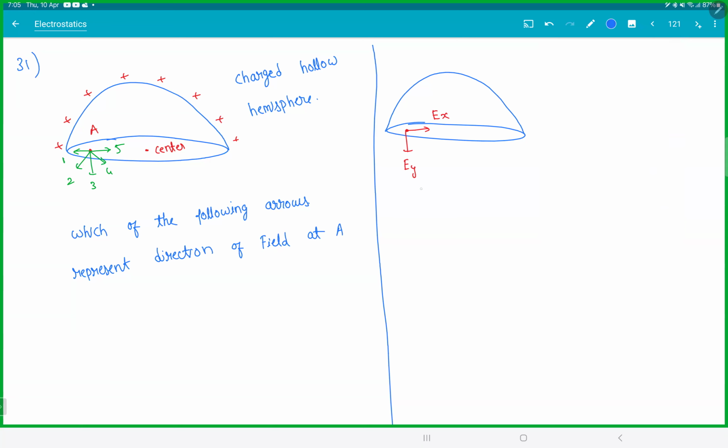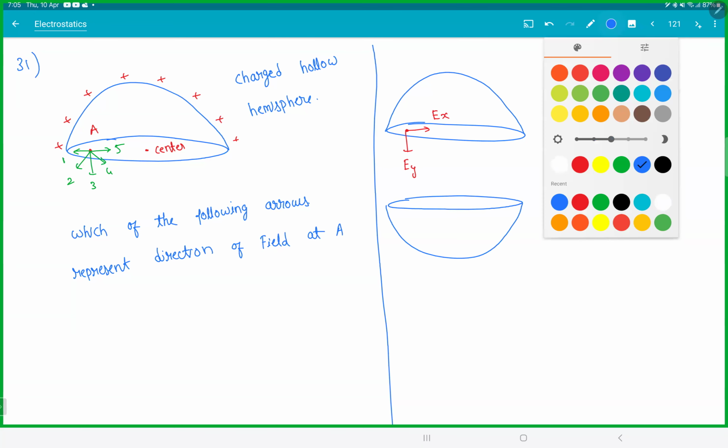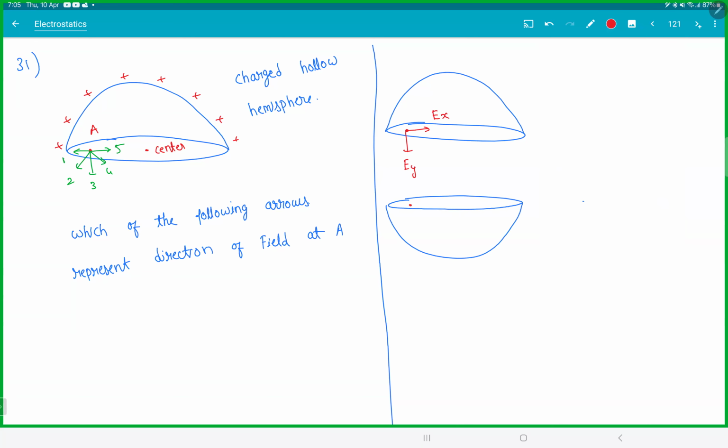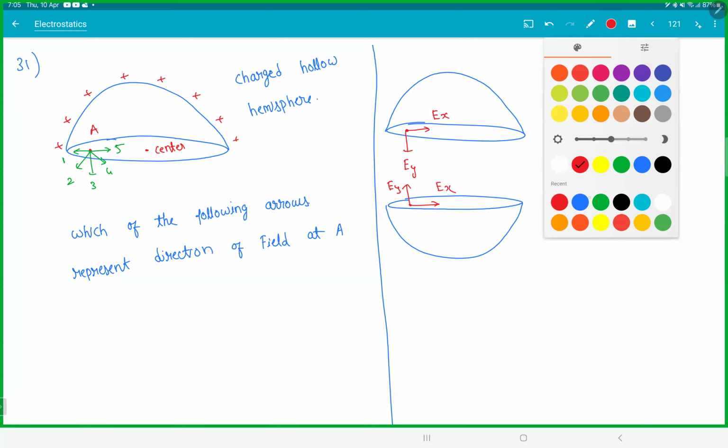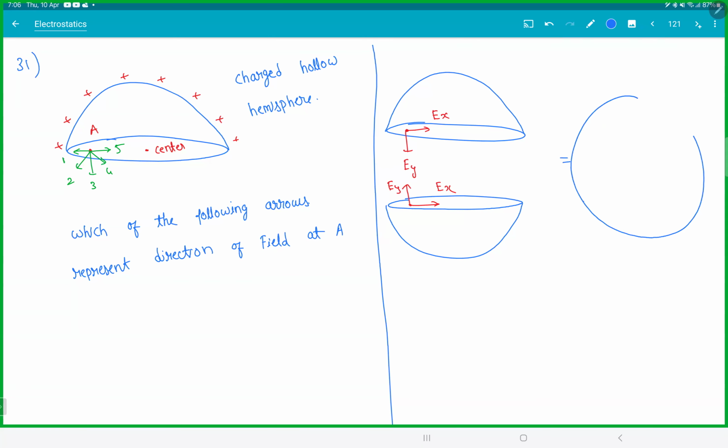Now, similarly, if I take one more hemisphere, by symmetry, you can say at this point also, this field will be Ey and this field will be Ex. Agreed? Now, if I combine both these hemispheres, I will get one full sphere. So from this argument, Ey will cancel. At this point, you'll get the field 2 times Ex. But what is the field inside a hollow sphere? 0. Therefore, Ex must be 0, isn't it?